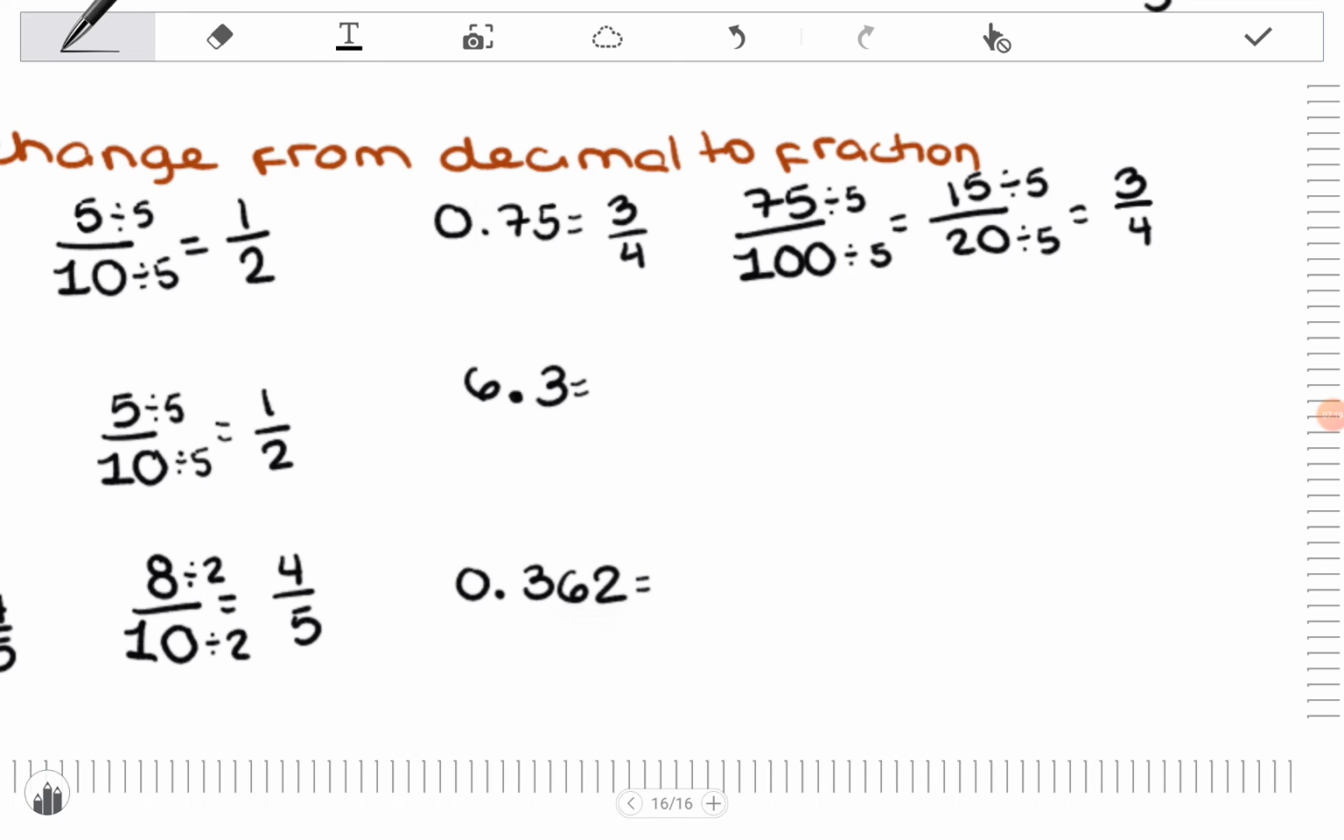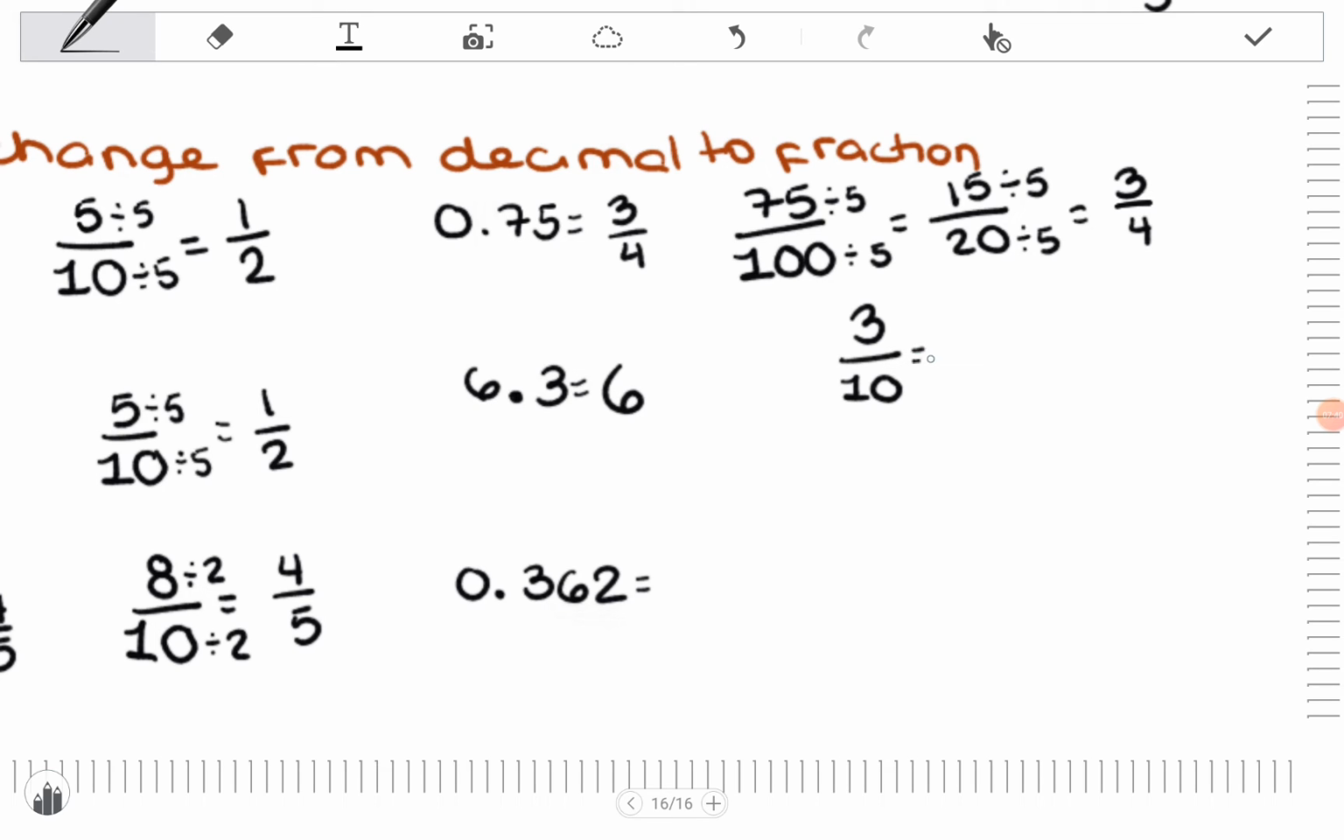Now, let's look at the next example. 6.3. We have a 6 before the point, so I'm going to put it right here because it's going to be a mixed number. And I work only with the 3, that is the number after the point. I put the 3, I write the 1, and then I ask, how many numbers do I have after the point? Just one number, right? That's why we're going to have just 1 zero.